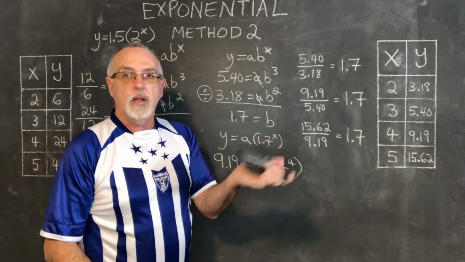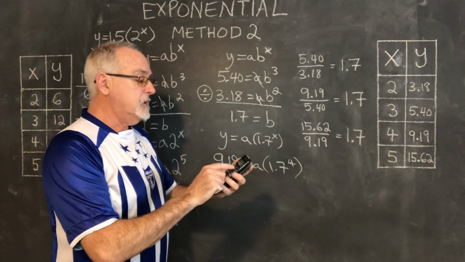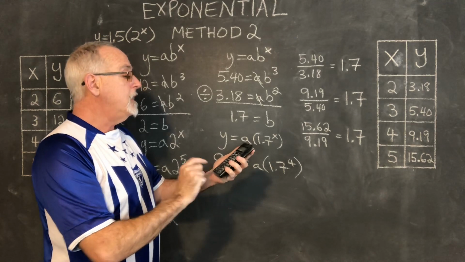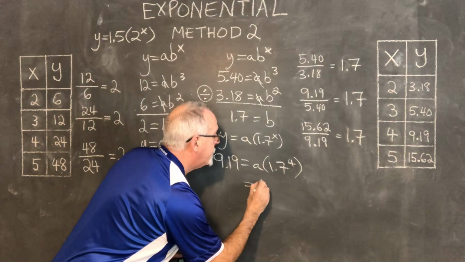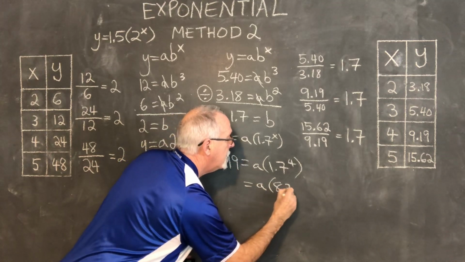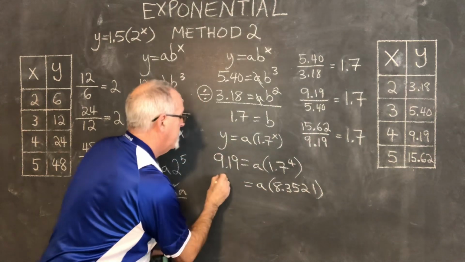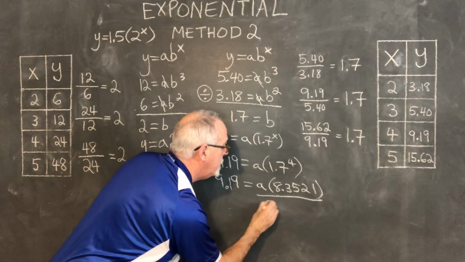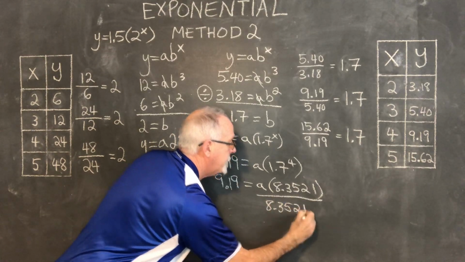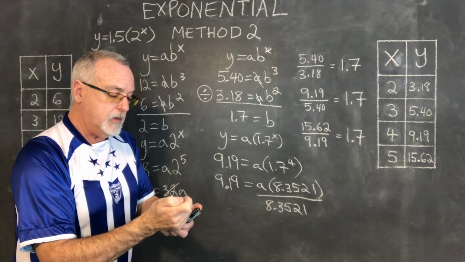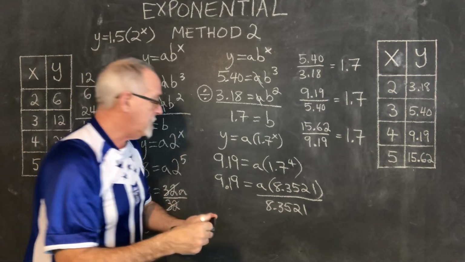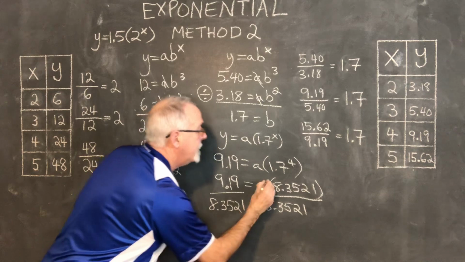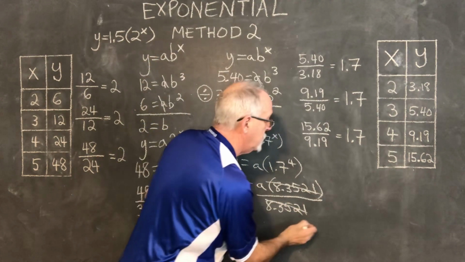Being able to use the y to the x key in your calculator is helpful with this. So 1.7 to the 4 is 8.3521. Now we're just doing algebra. We divide both sides by 8.3521, which takes more time to say out loud than it takes to actually do. Come on, more chalk, please. 8.3521. Cancel, cancel. I'm running out of space, so I'll go over here.